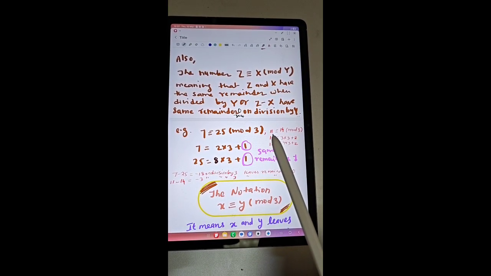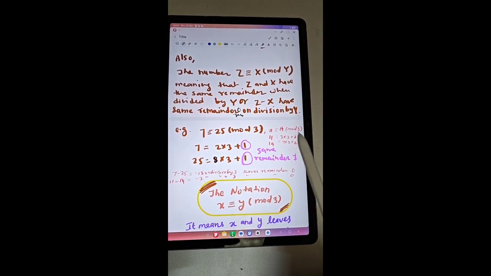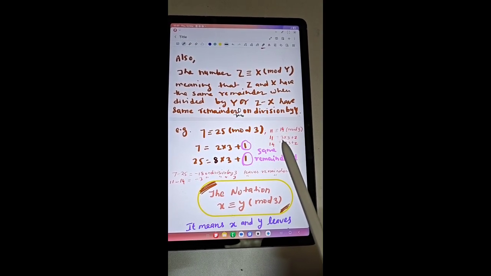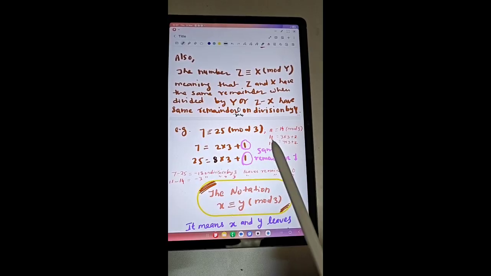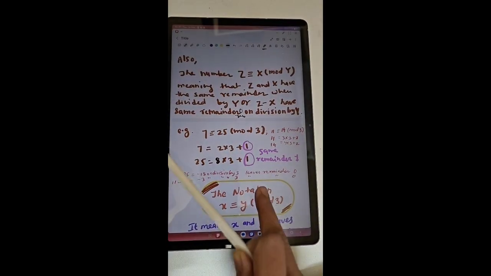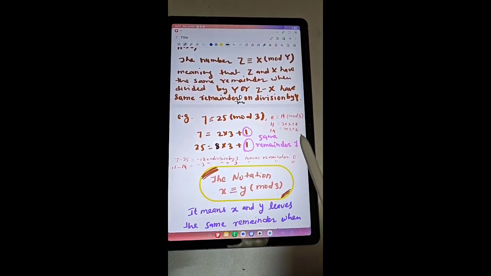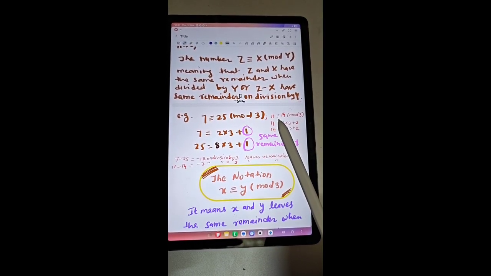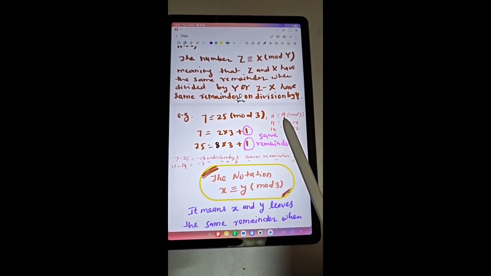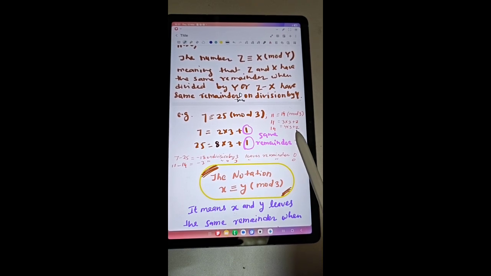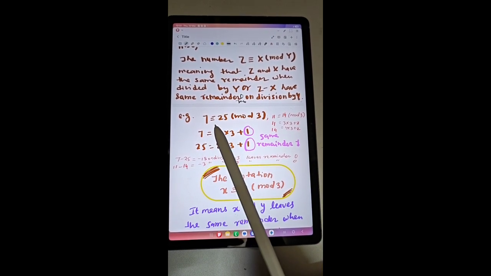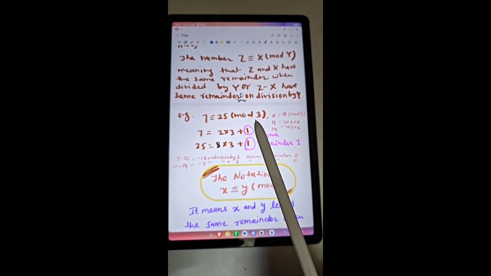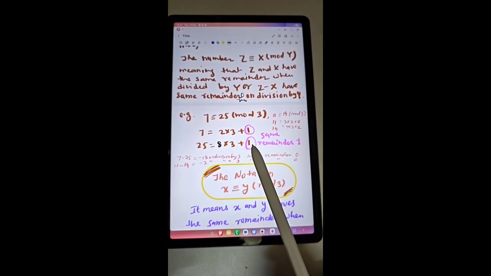Here is another example, 11 congruent to 14 modulo 3. Here 3 threes are 9 plus 2, remainder 2 for 11, and 3 fours are 12 plus 2, remainder 2 for 14. So 11 is congruent to 14 modulo 3, leaving the same remainder 2. 7 is congruent to 25 modulo 3, leaving the remainder 1.